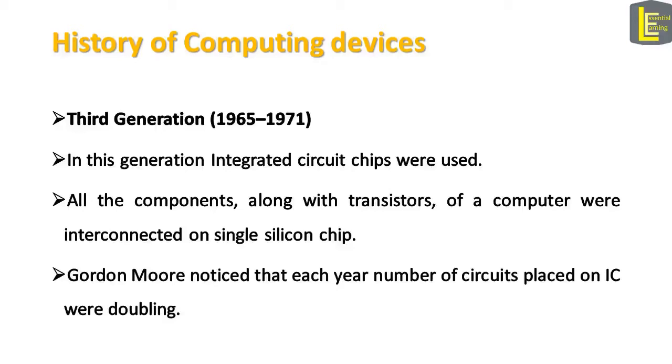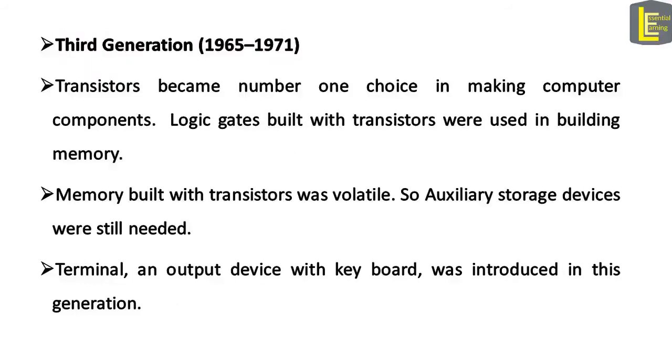In the third generation, the transistor became the number one choice in making computer components. Logic gates built with transistors were used in building memory and other circuits of a computer. Although memory built with transistors was really fast, it was volatile, so auxiliary storage devices were still needed. The terminal, an input and output device with a keyboard, was introduced in this generation.